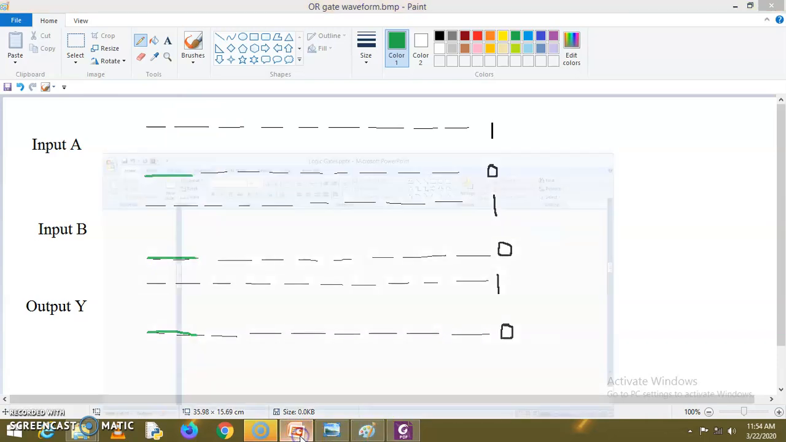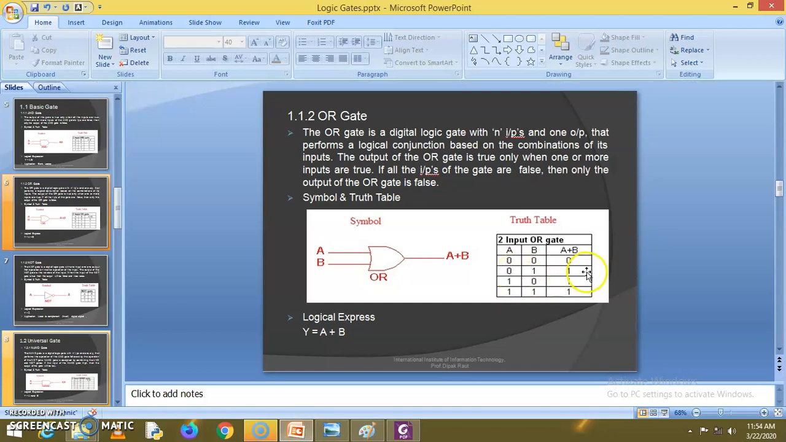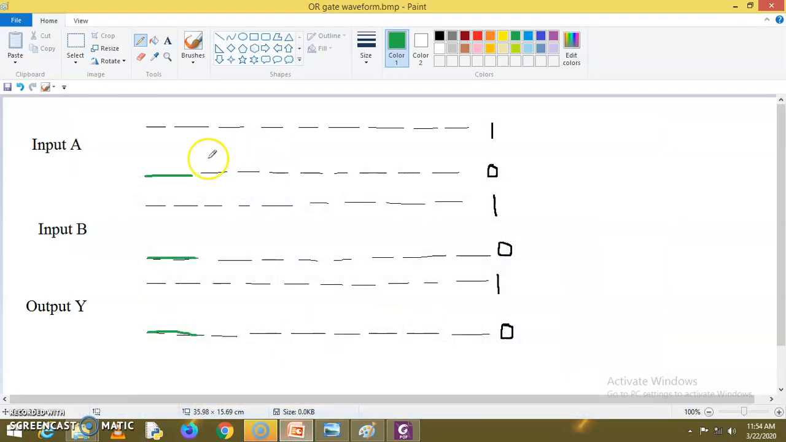Now second, 0, 1, output is 1. So 0 plus 1, output is 1. So for the next input combination, shall I use any other color? Yes, I can use it here. Input A is 0, input B is 1. Now here it will make the transition and it will remain in a 1 till this point.